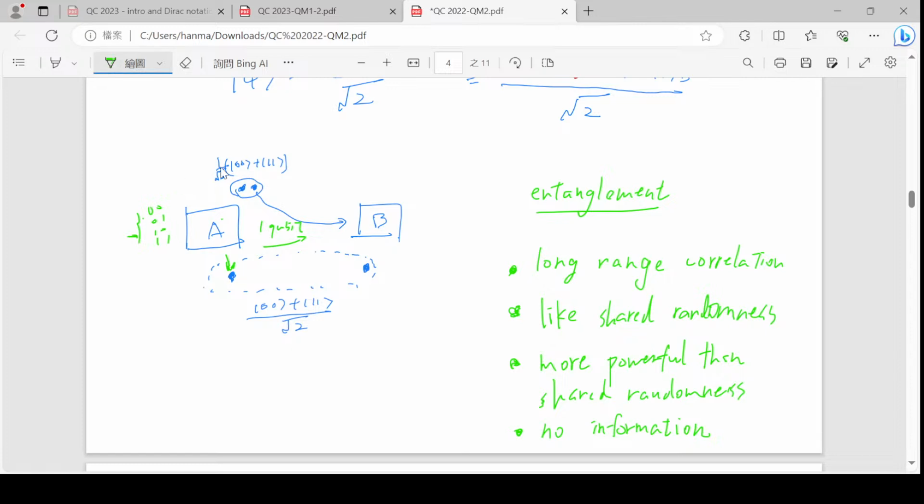They can pre-share this entangled state, then Alice will get a message, then Alice can send 1 qubit. That's why we say the shared entangled state has no information, because they can create this shared entangled state before they get the message they want to send.